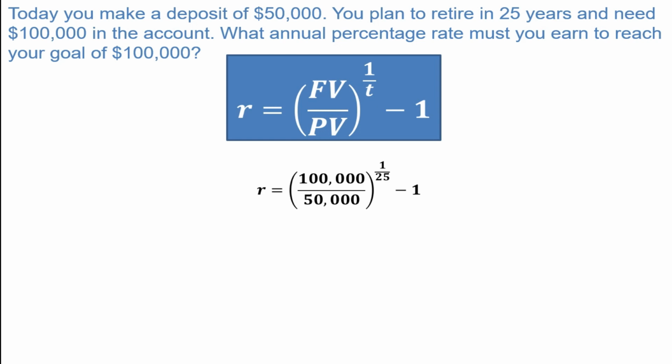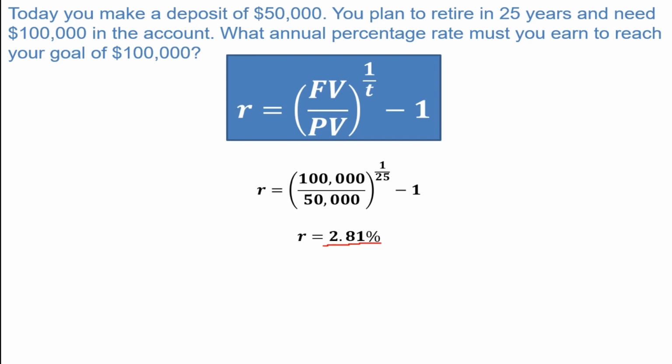We have the $100,000 future value, so this is the amount that we need after the 25 years in the account. We have the $50,000, which is the present value, or in other words, the amount that we're depositing today. Then we have 1 over t, which is 1 over 25, because we plan to retire in 25 years. And when you work through the math, you should come up with 2.81%.